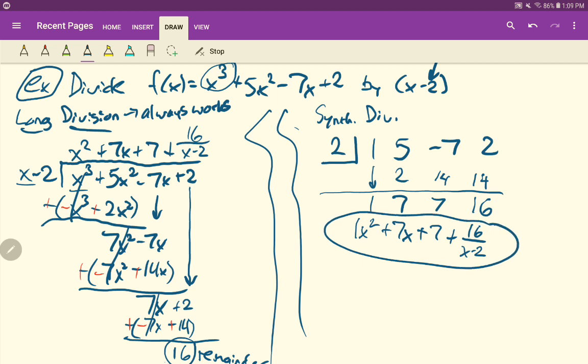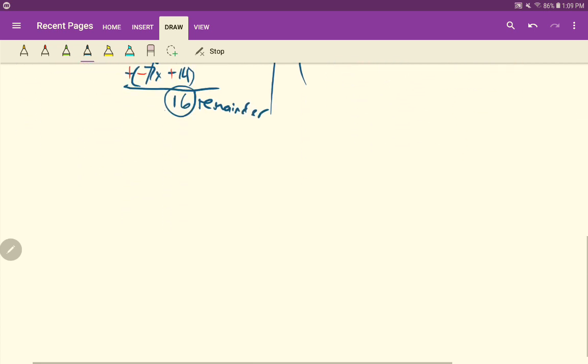All right, let's try another one here. So let's see here. If you feel like you've got the hang of it, once I write this problem out here, let's see.